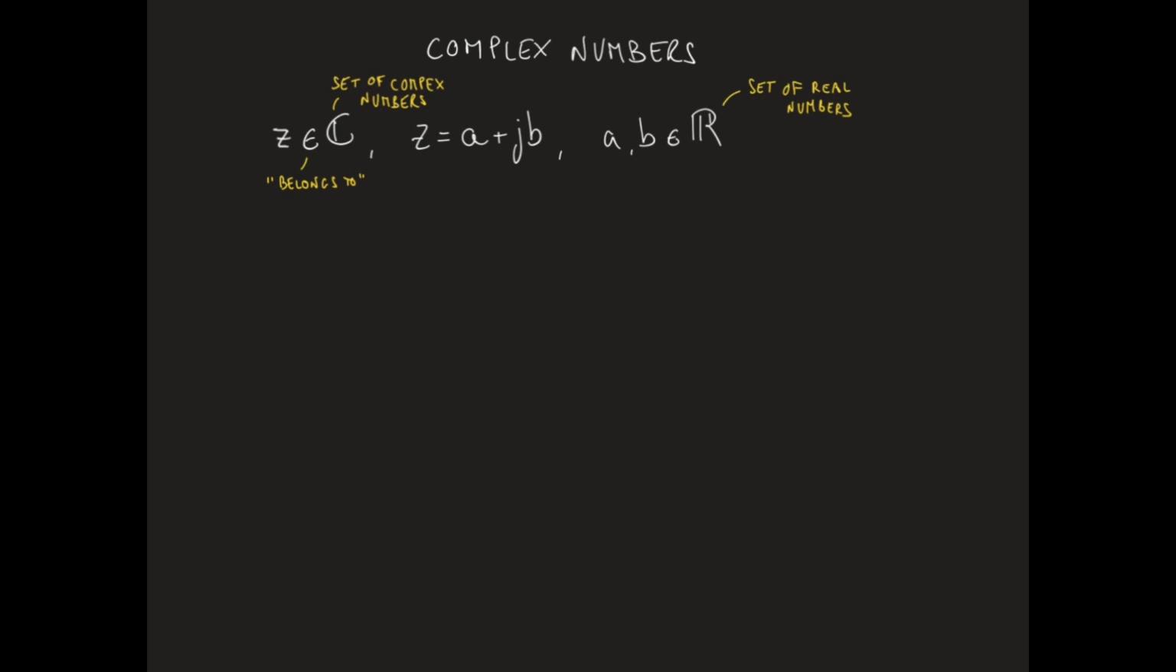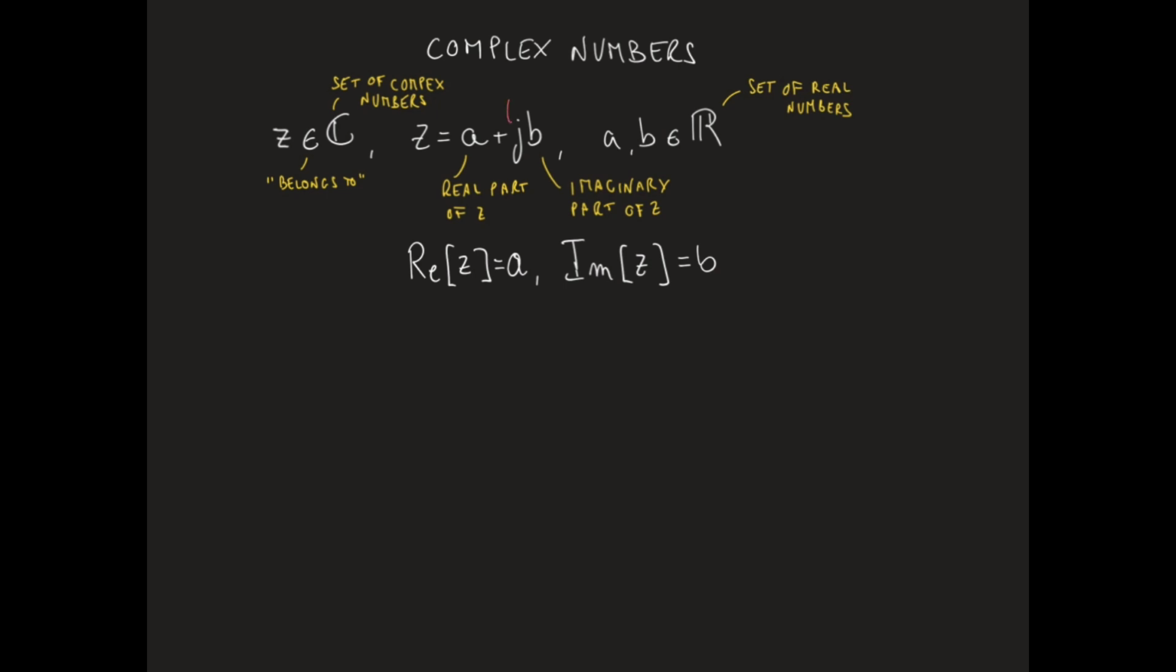In particular, a is the real part of z, while b is called the imaginary part of z. The real part of a complex number z is indicated with the expression Re of z, while the imaginary part is indicated with Im of z. So in our case, the real part of z is a, while the imaginary part of z is b.